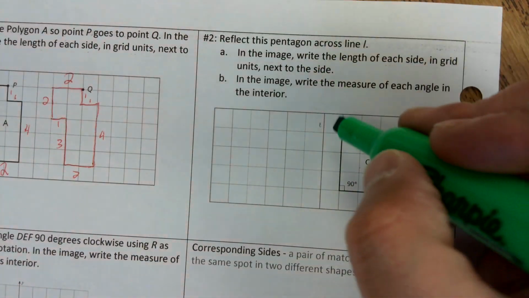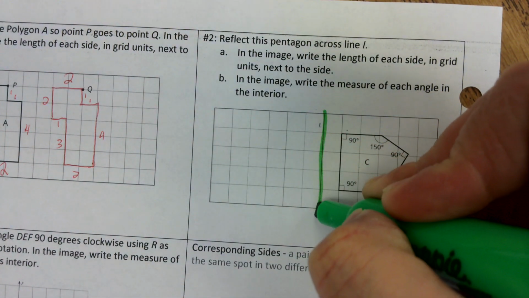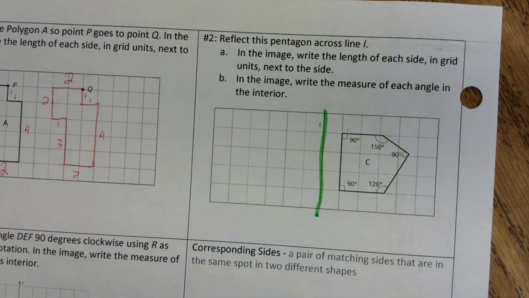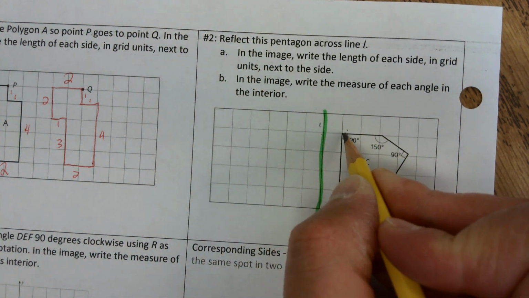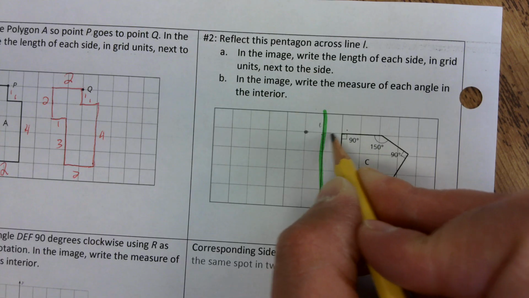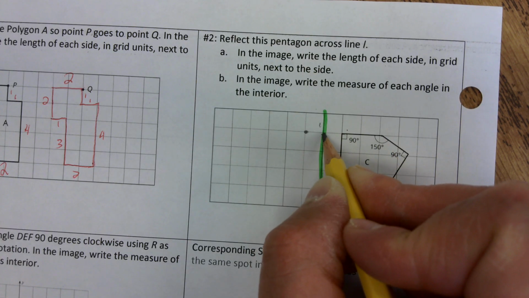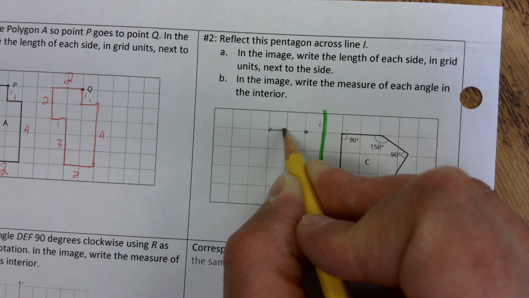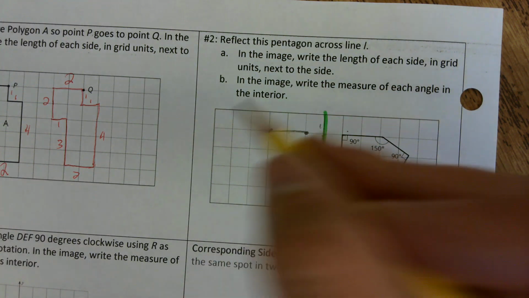We're going to reflect this pentagon across line L. So line L, that's our line of reflection. I'm not going to use patty paper for this. I'm just going to count, right? So this point right here is 1 away, so it's going to match right there. This point is 3 away, so I'm going to go 1, 2, 3 on the opposite side. We'll draw the lines as I go.